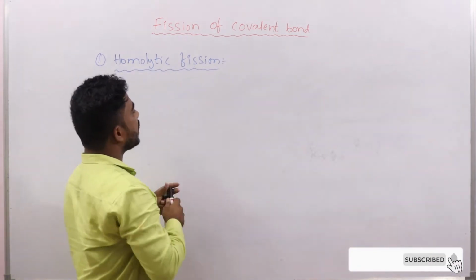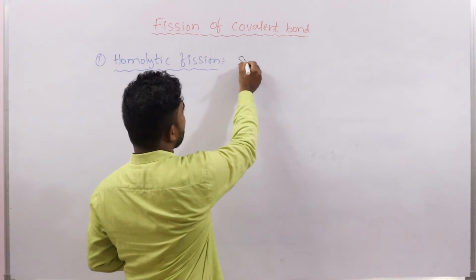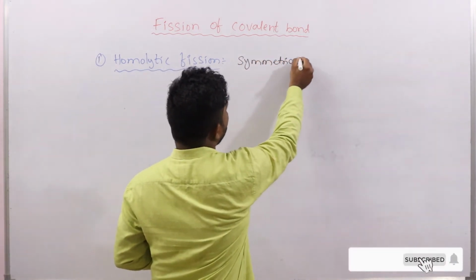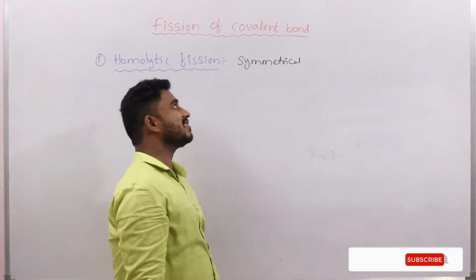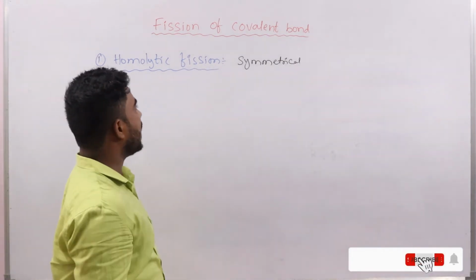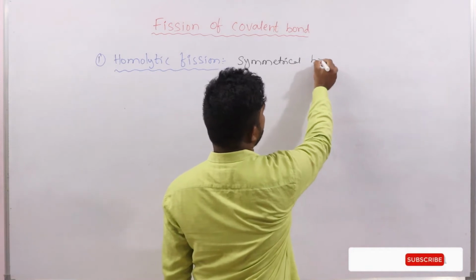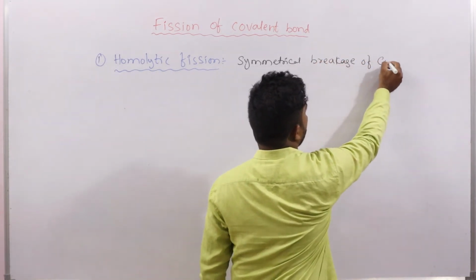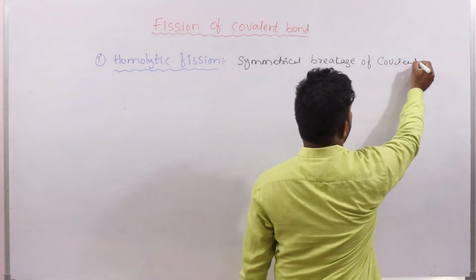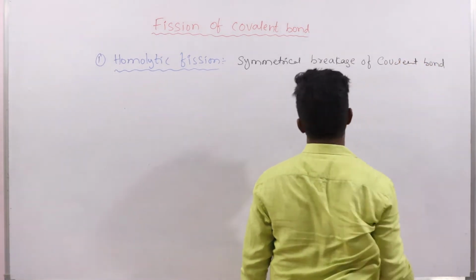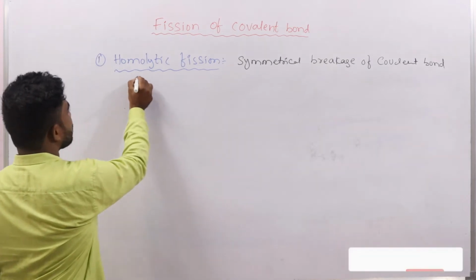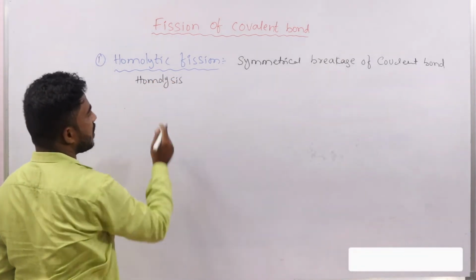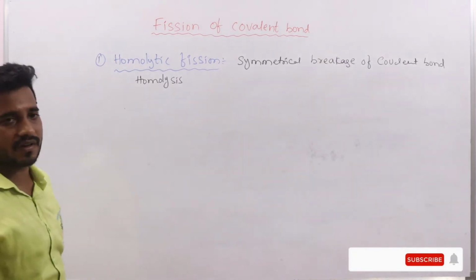Homolytic fission means symmetrical breakage of covalent bond. Here symmetrical breakage is nothing but equal breakage of covalent bond, and that is nothing but homolytic fission. We know that this is also called homolysis. So what is symmetrical breakage of covalent bond? Let us see.